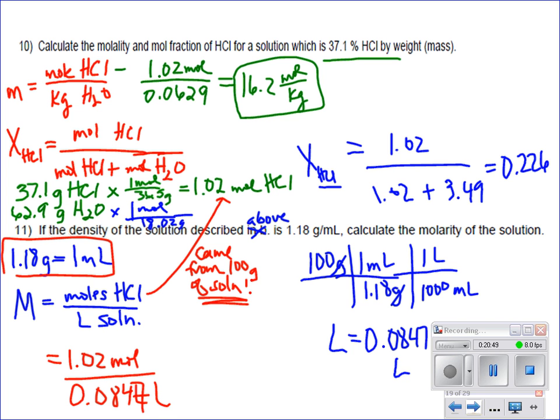0.0847 liters. And that's going to give me a molarity of 3 sig figs: 12.0. And the units on that, moles per liter. Isn't that fun? Are you ready for the double sexy problem? This is the best problem ever.